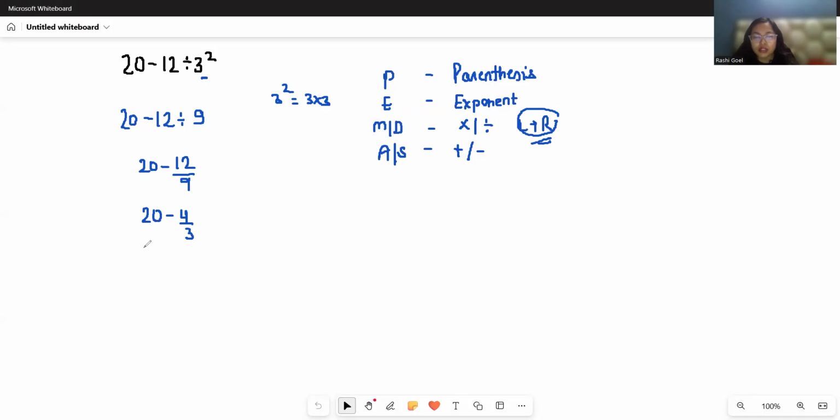Now solve it. So we'll take the LCM. Fractions are allowed in board exams, so you can give your answer in terms of a fraction as well. So it becomes 60 minus 4, that is 56 by 3. I hope it's clear.